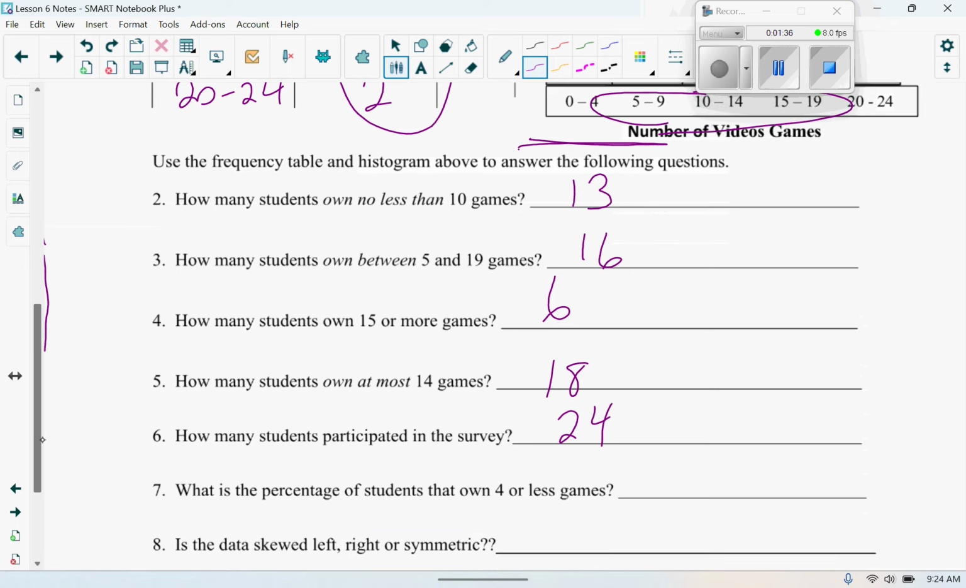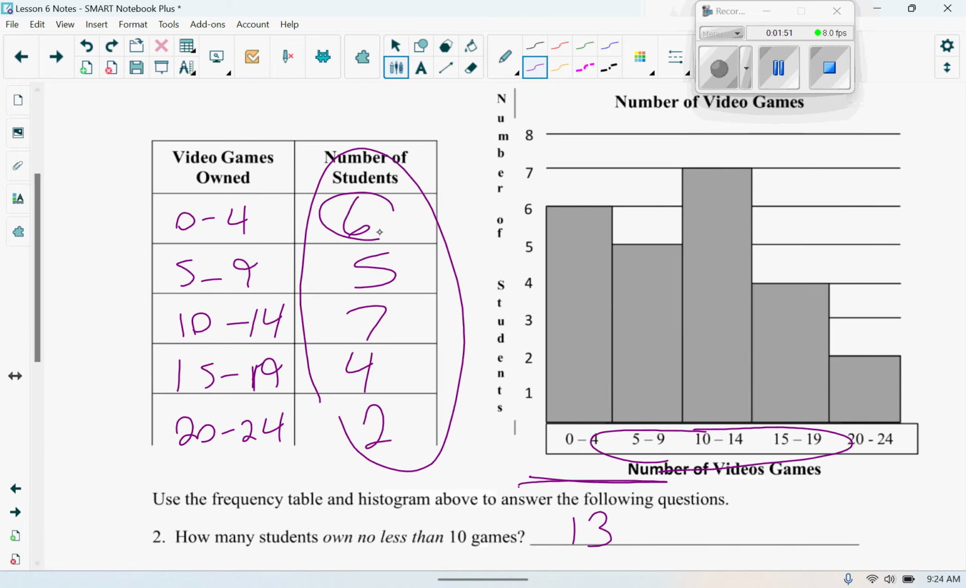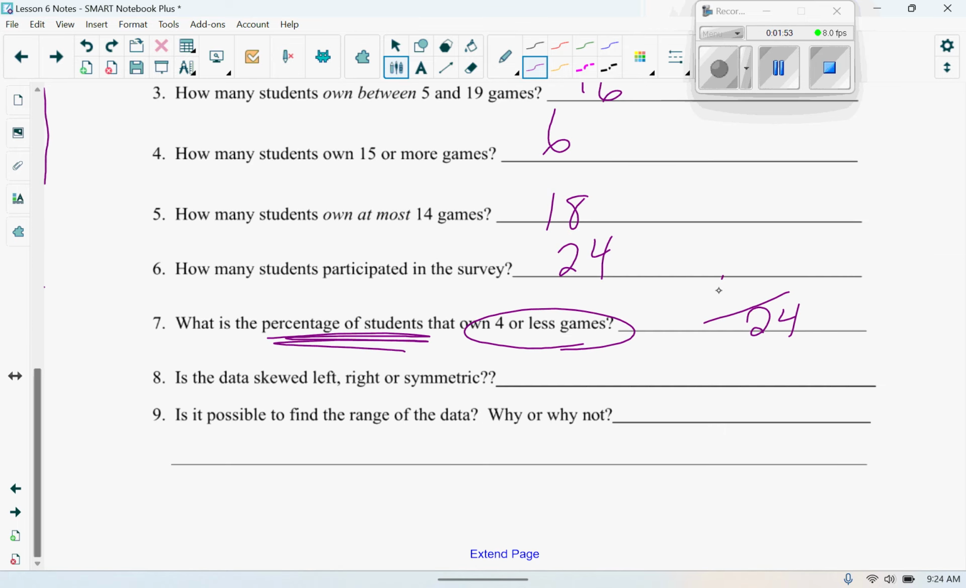Okay. These last are a little bit more complicated. What is the percentage of students who own 4 games or less? Well, if I have a total of 24 participants, and I know that 6 own 4 games or less, then I'm going to say 6 divided by 24, which ends up being 25%.